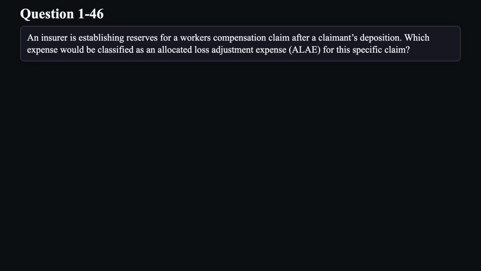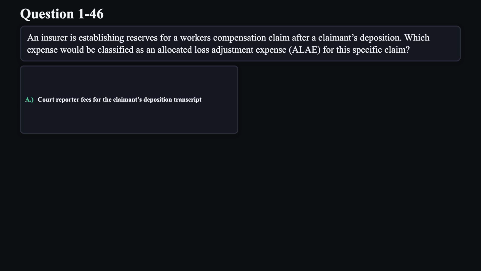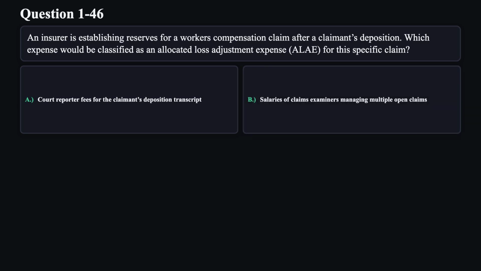Question 46. An insurer is establishing reserves for a workers' compensation claim after a claimant's deposition. Which expense would be classified as an allocated loss adjustment expense, ALAE, for this specific claim? A. Court reporter fees for the claimant's deposition transcript. B. Salaries of claims examiners managing multiple open claims.